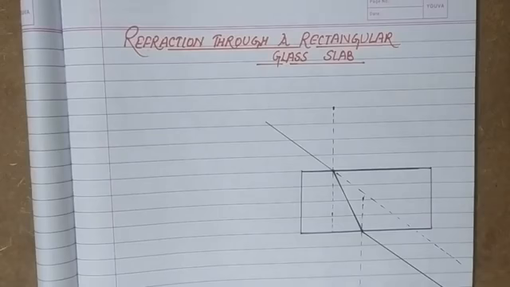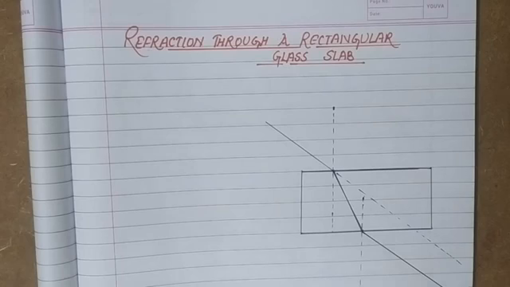When a ray passes from one medium to another, that ray bends; it changes its path. It bends either towards the normal or away from the normal, depending upon whether it is moving from a rarer medium to a denser medium or vice versa. This phenomenon of bending is called refraction.